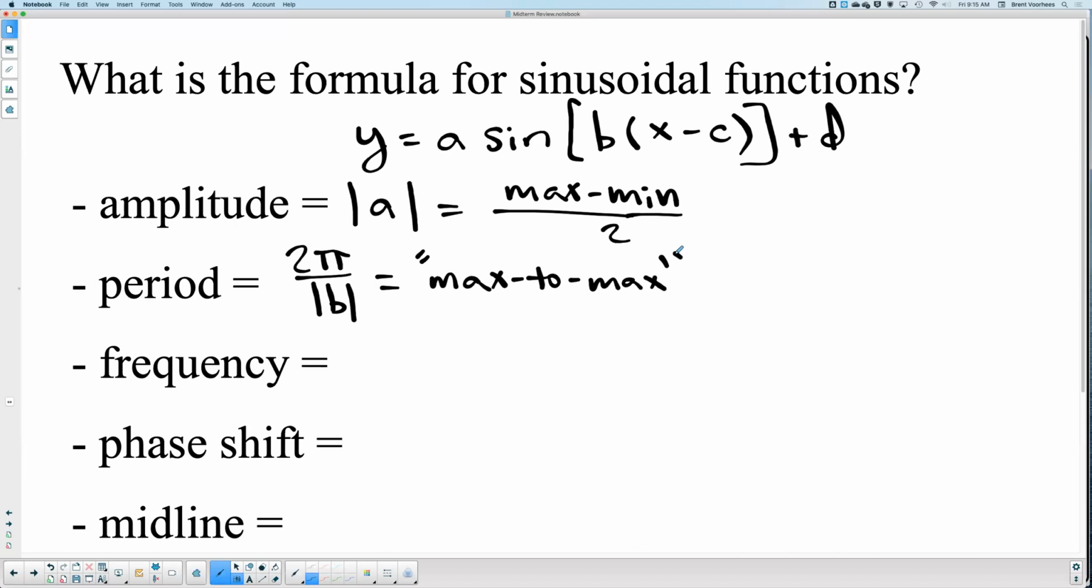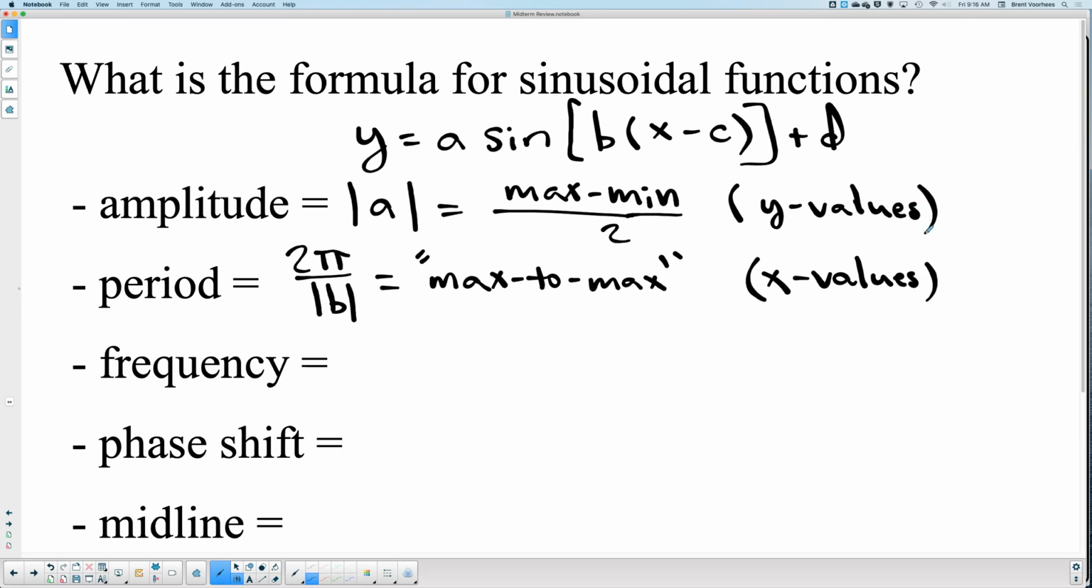Questions over what I mean when I say max to max? What type of values is period? X or Y? Is it x-axis or y-axis? X. I should have done that on the previous one. And so what about amplitude? Okay.